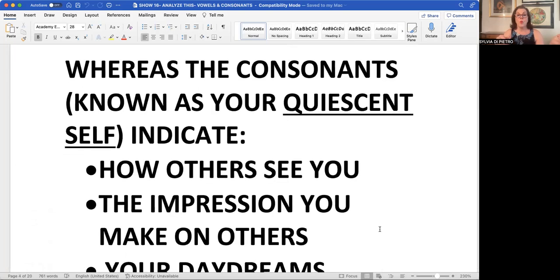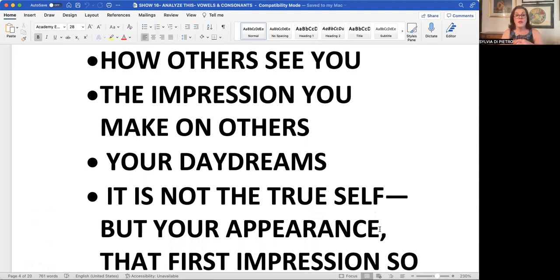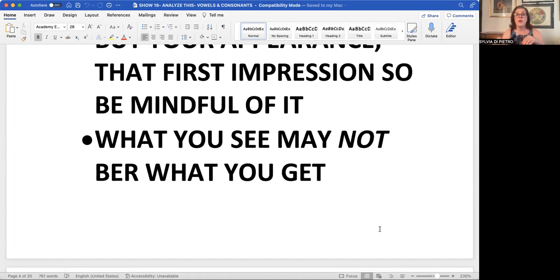So let's move along. The consonants in our names are also called the quiescent self. The consonants are really more dormant within us, but more exposed on the outside. And that is how others see you, the impression you make on others, your daydreams. What do you dream about when no one's around, when you see yourself as a king or a queen, or as a great speaker or a great congressman, or someone that gets the fire out? That's really your quiescent self. It is not your true self, as I mentioned, but it is that first appearance that you give to others.